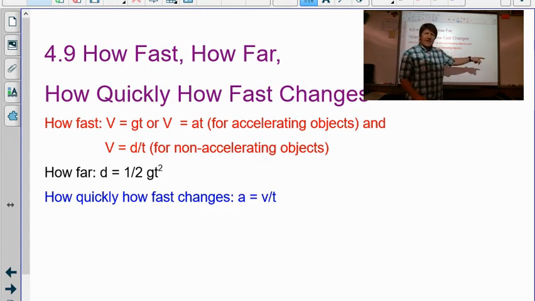But how quickly, how fast changes? That's acceleration, and a lot of times students confuse acceleration with velocity. So remember that acceleration is a change in velocity. You step on the gas, you step on the brake, you're changing your velocity. How fast are you doing that? If you slam on the brake, you change how fast you're going quickly. If you jam on the accelerator, you change how fast you are going quickly. If you just gently step on either pedal, you change that more slowly. So that's your acceleration. How quickly are you changing your velocity?